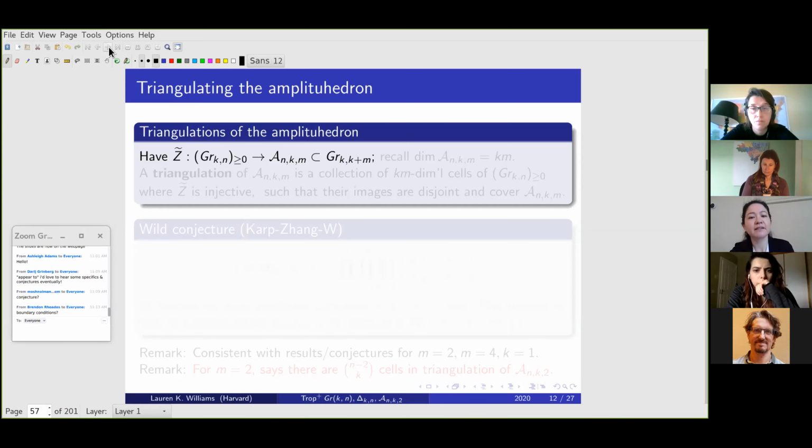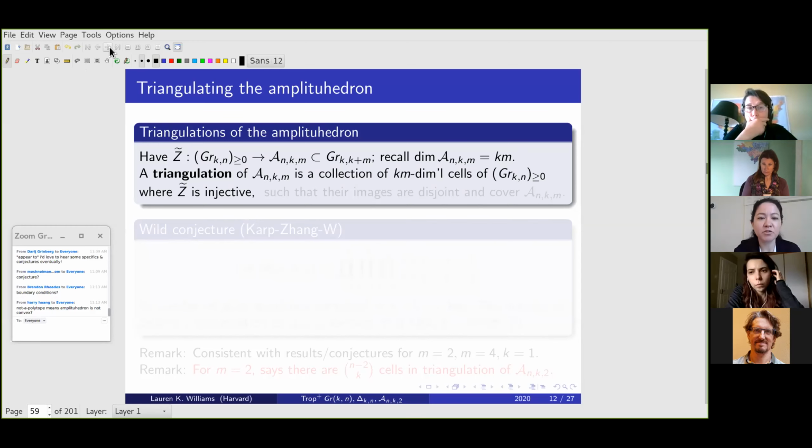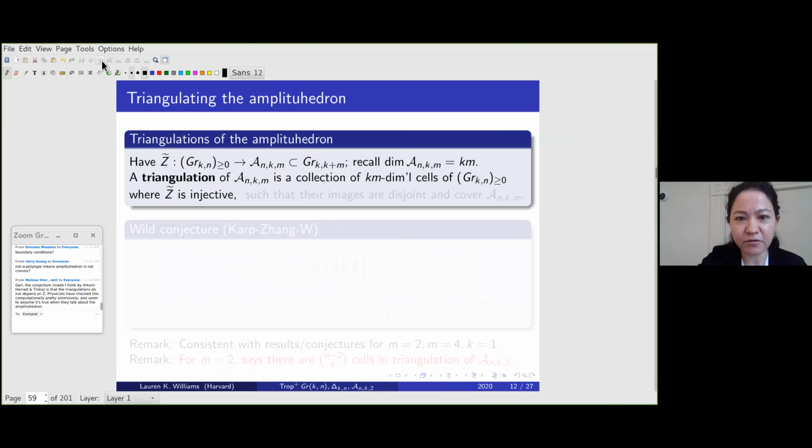Okay, so here again is a recap of the definition of triangulation. So we have this map z tilde defining the amplituhedron. So it's a map from the TNN Grassmannian Gr_{k,n} to the amplituhedron contained in Gr_{k,k+m}. And the dimension of the image is k times m, which is smaller than the dimension of the domain. And so we define a triangulation to be a collection of km dimensional cells where z tilde is injective, such that their images are disjoint and cover a dense subset of the amplituhedron.